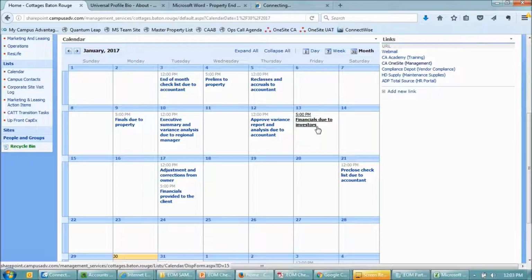So all your checklists are loaded there. And so are the preliminary numbers, variance analysis, and executive summary. All of that is your working folder so that we can do the reporting for the month for the client.